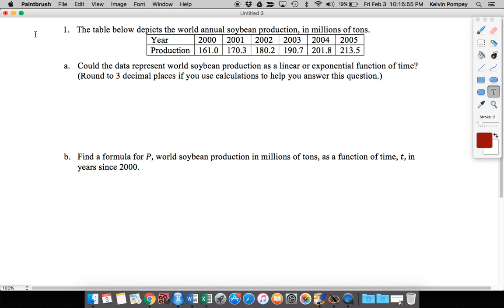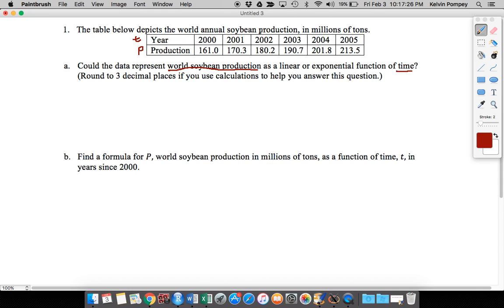Part A said, could the data represent world soybean production as a linear or exponential function of time? Round to 3 decimal places if you use calculations to help you answer this question. Remember, if we want to determine if our function is linear, notice that our x values are our input values. This is our time, and of course we have our production here. I'm going to call it P.